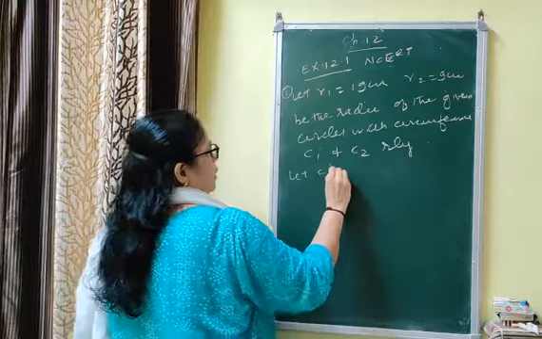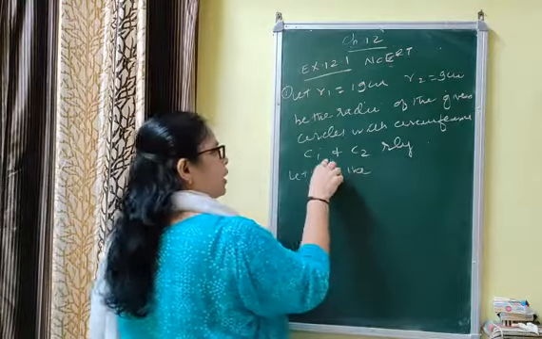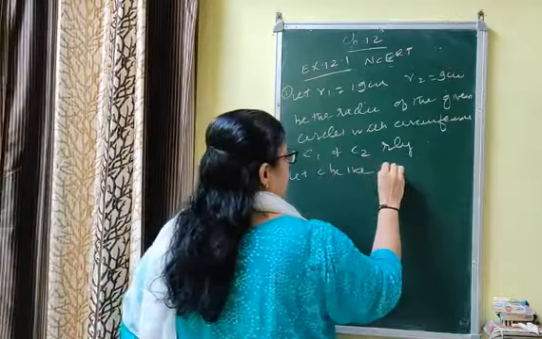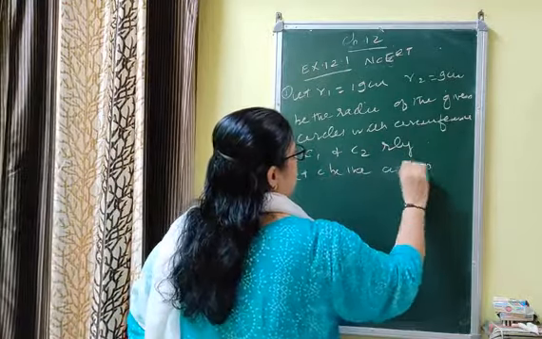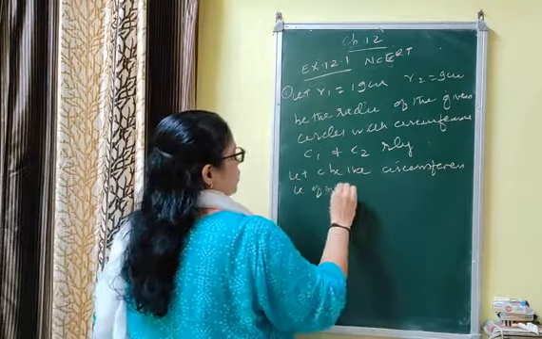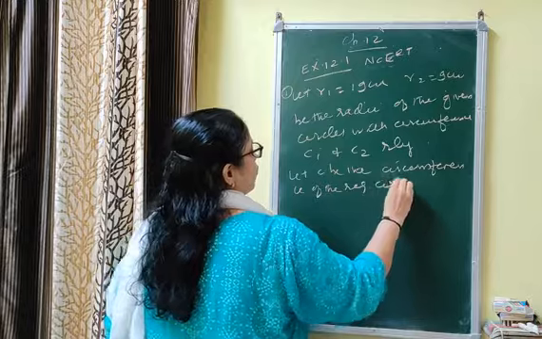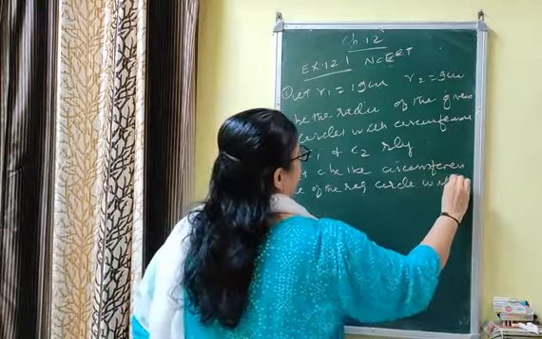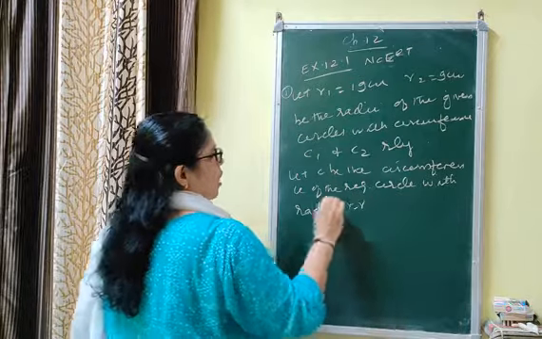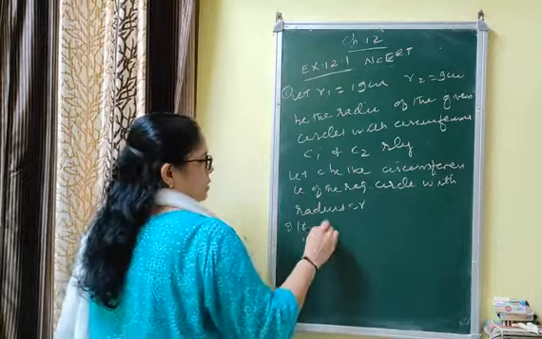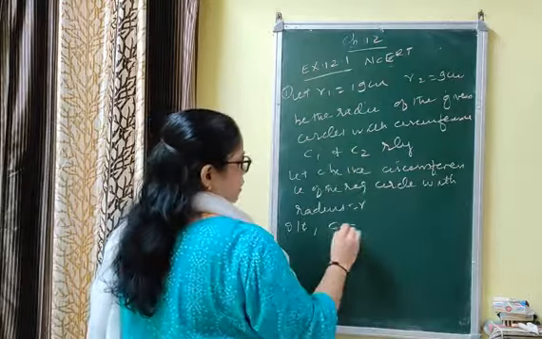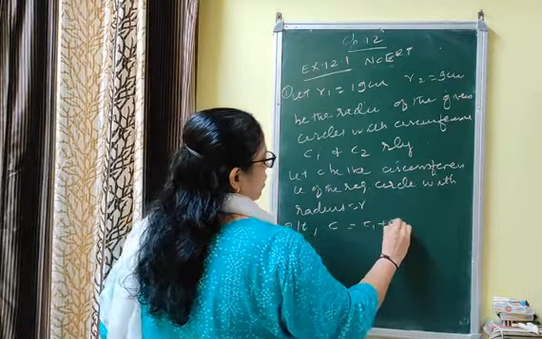Let C be the circumference of the required circle with radius equal to R. These are given, so the required one we take as C, with circumference radius R. What is given to you? You are given that the circumference of the required circle is the sum of the circumferences of the given circles. C equal to C1 plus C2.